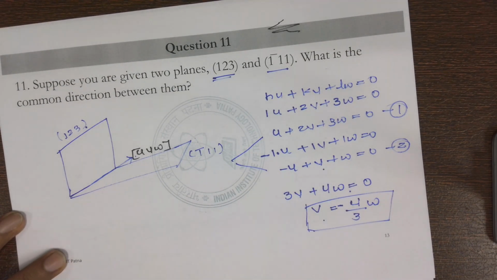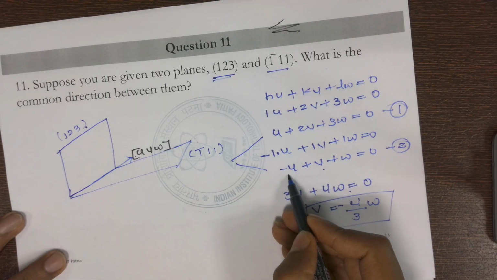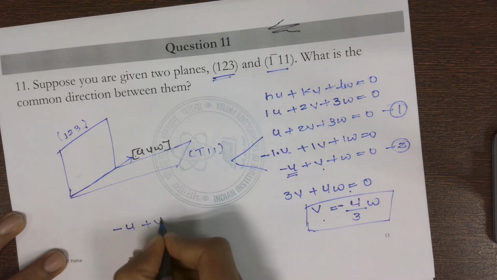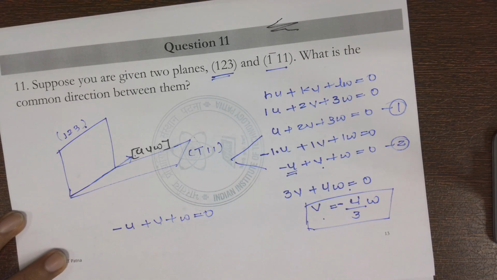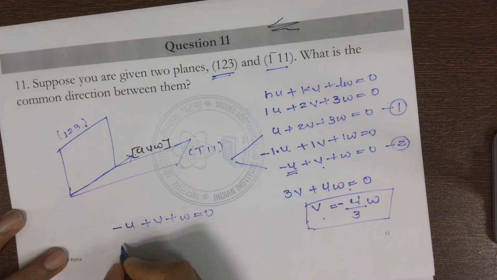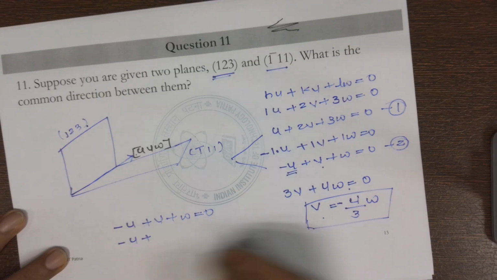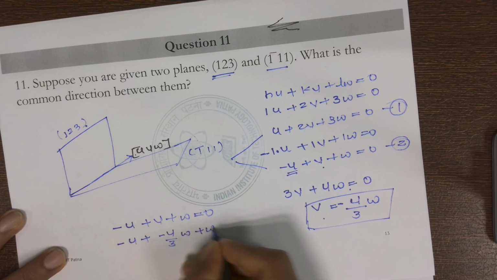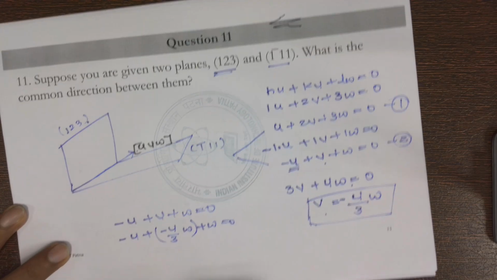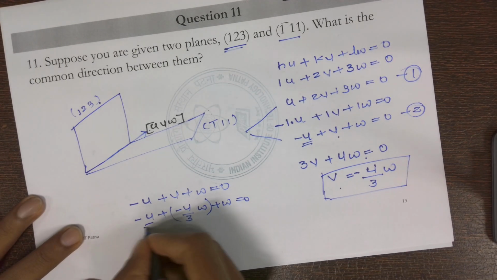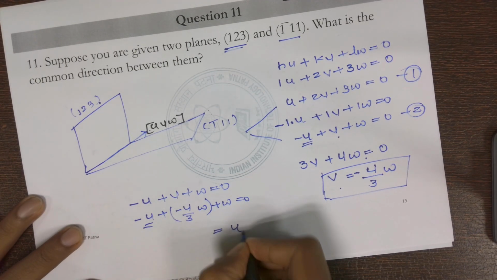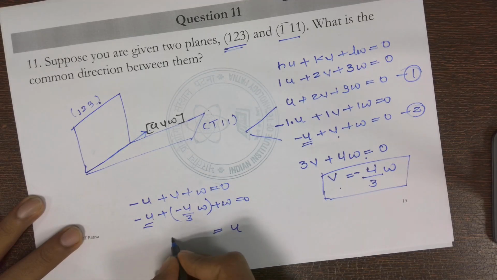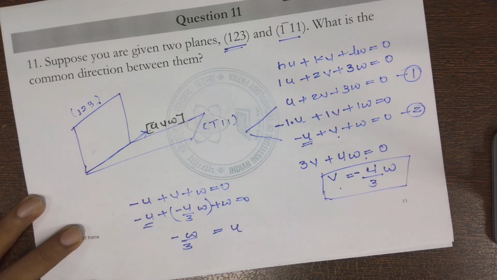Let's substitute this back to the equation number 2. We can find the value of U now in terms of W. So equation 2 was minus of U plus of V plus of W is equal to 0. What we have got from here? Minus of U plus V, we can substitute minus of 4 over 3. We can easily solve this. Let's shift U to that side. Minus of U will become plus of U. And from here we will get minus of 4 over 3 minus 1. Once we solve it, minus of W over 3 we will get.